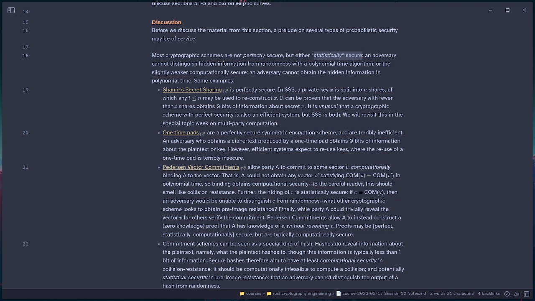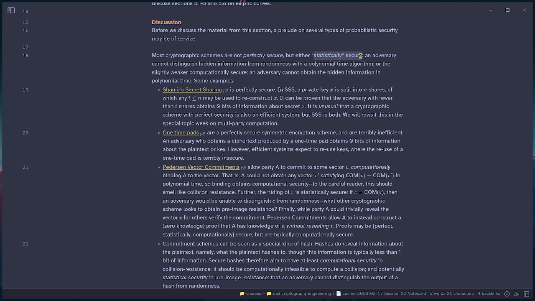The emphasis here is that very rarely is something perfectly secure, that is, an adversary gains 0 bits of information by looking at the ciphertext. Perfectly secure schemes that are also efficient are quite rare. And an exception to that rule is Shamir's secret sharing scheme, which is both efficient and perfectly secure.